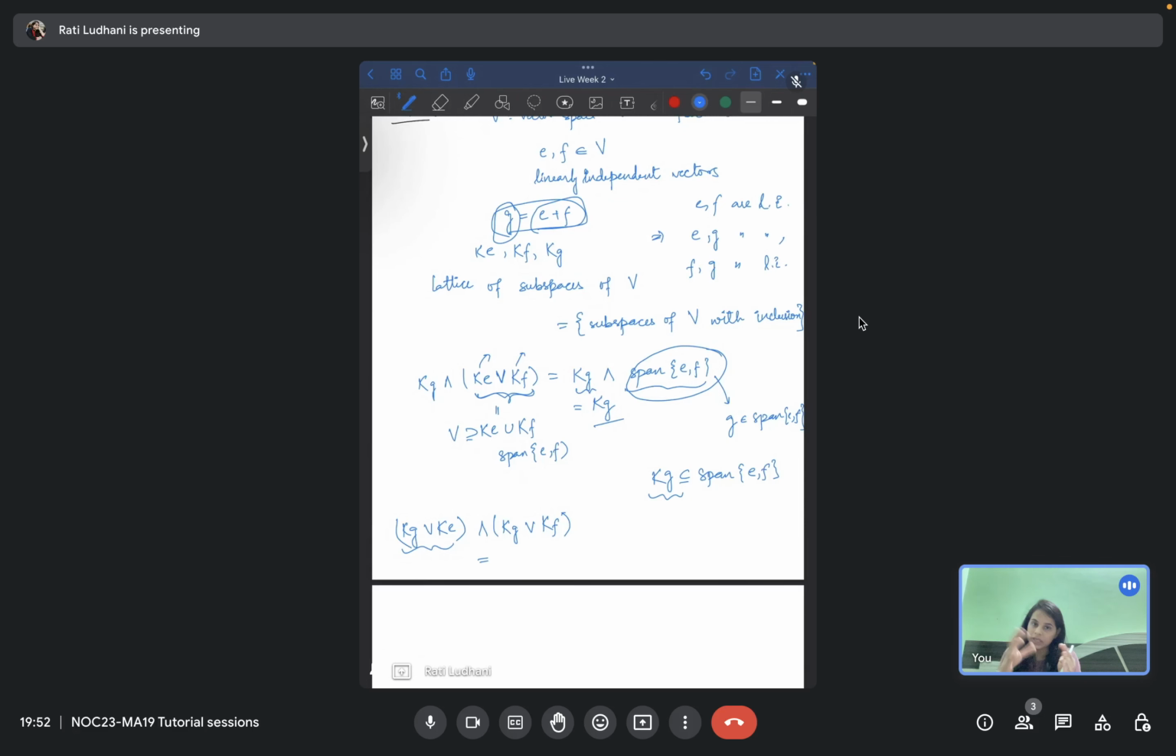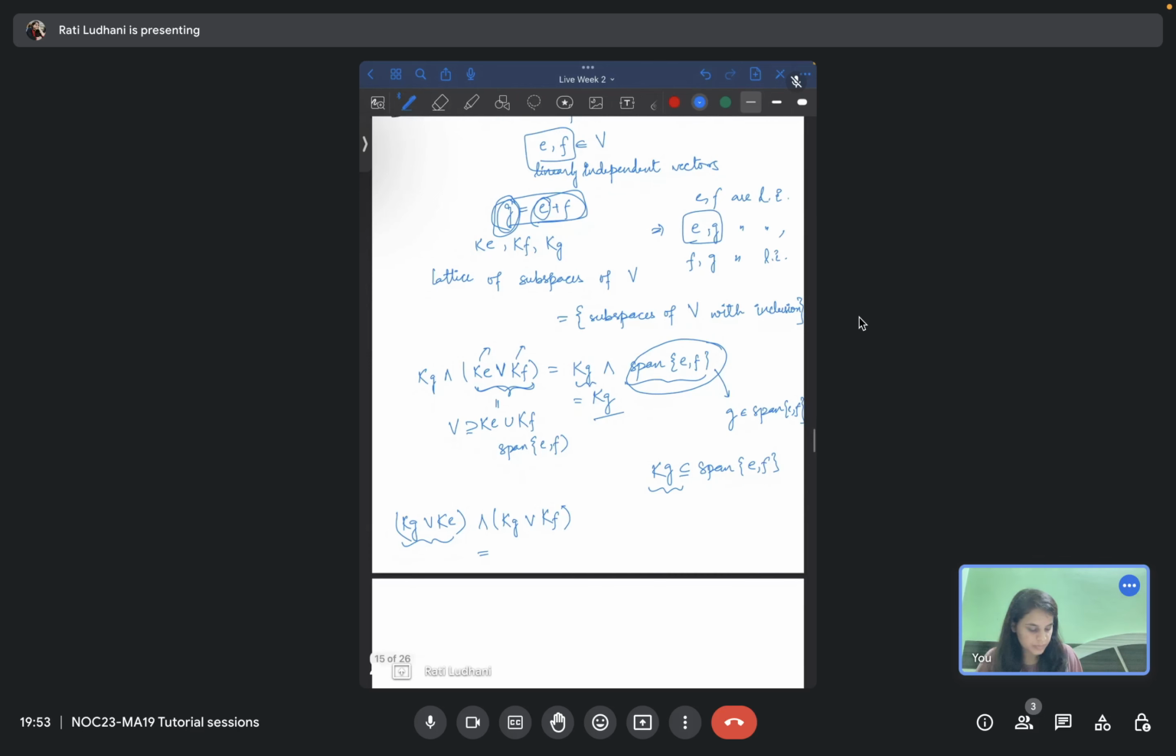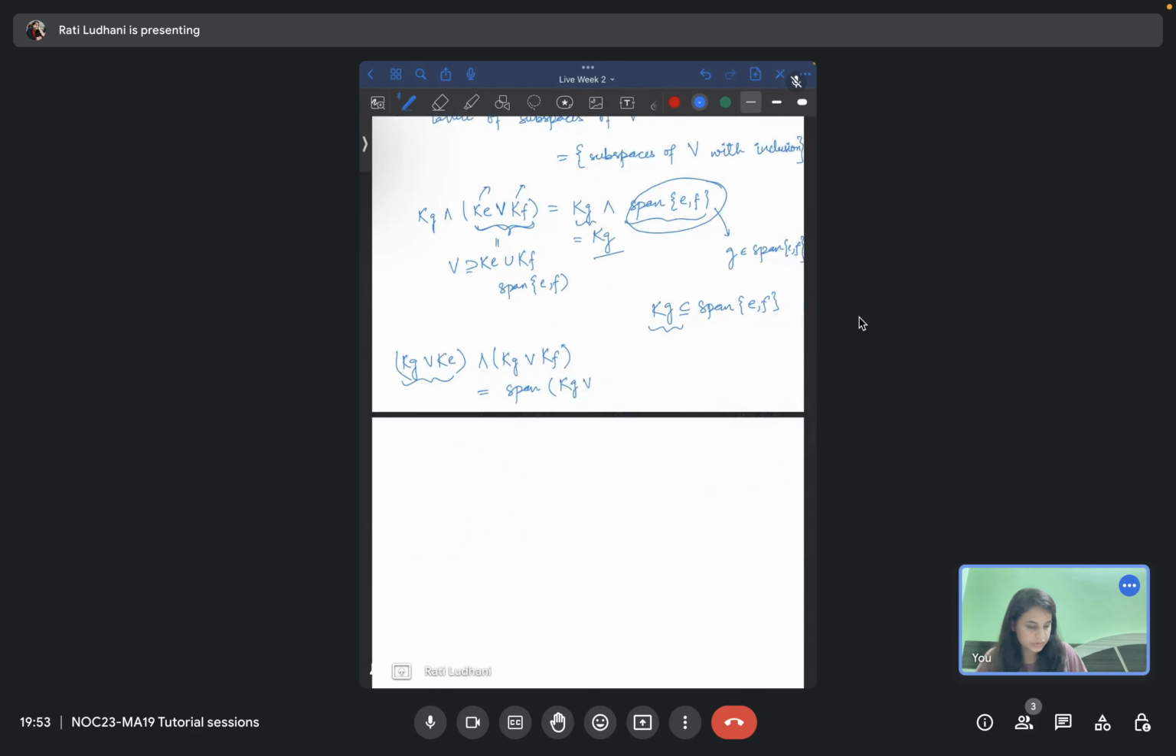So any two you pick are going to be linearly independent, because otherwise, if E and G are dependent, for example KE is bigger than KG, then F has to be there, because E and G are in the same one-dimensional vector space. But it will contradict the property that E and F are linearly independent. So this will be the span of G and E, and similarly this will be the span of G and F.